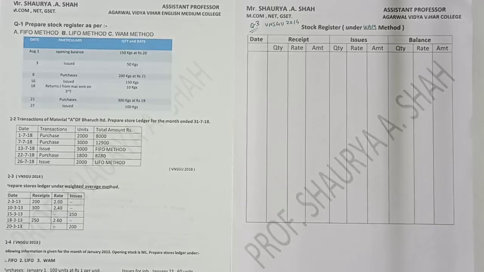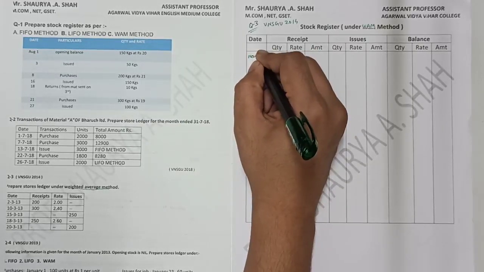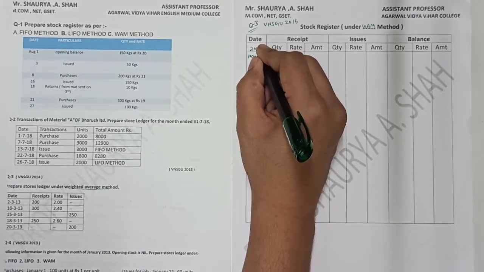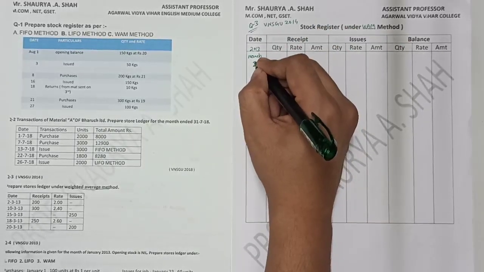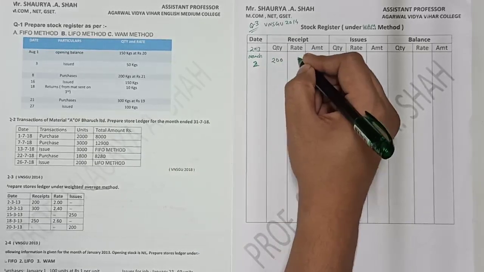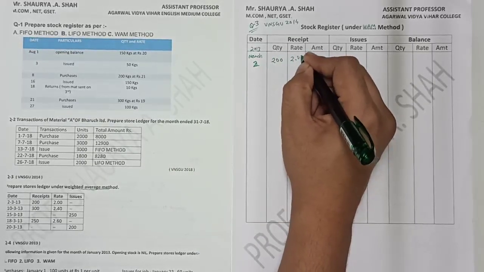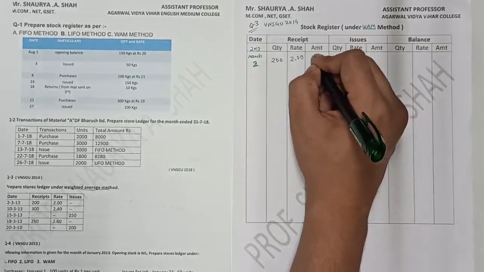On the very first day, that is 2 March 2013, right? So what I'll do is, I'll write down the month March. Here I'll write down 2013 and I'll write down your 2nd March. So 2nd March, how much is my receipt? Receipt is 200, rate is 2.00. Then my amount comes to students 400 rupees, right?